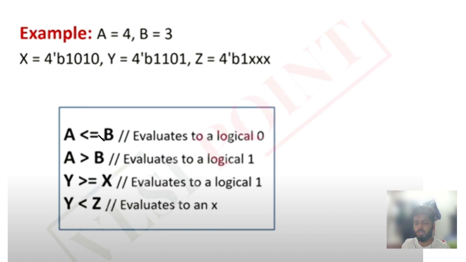When less than or equal to is performed between a and b, it gives a logical value of 0, since 4 is not less than or equal to 3, so it bears a logical 0. A greater than b is true, since 4 is greater than 3, so it gives a logical value of 1. Similarly, greater than or equal to and less than are performed between x, y and z.